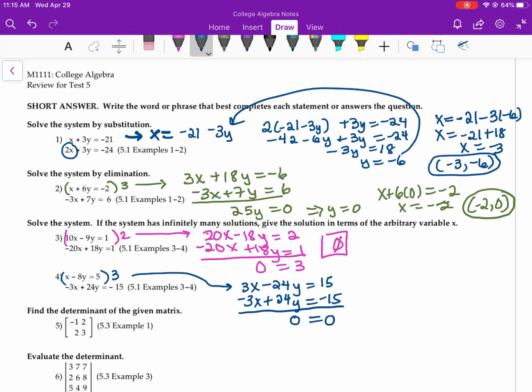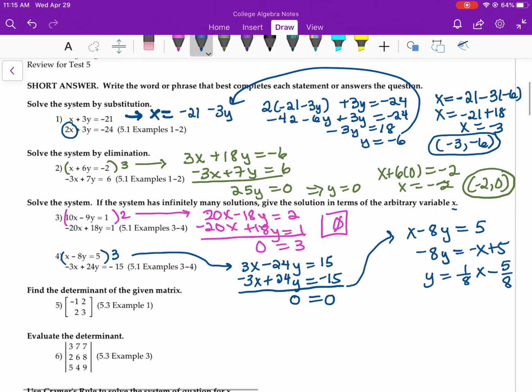And when I have infinite solutions, what I need to do is give the solution in terms of the variable x. So I'm going to take one of my equations and solve it for y. Okay. So my ordered pair will be x, and then 1/8 x minus 5/8.